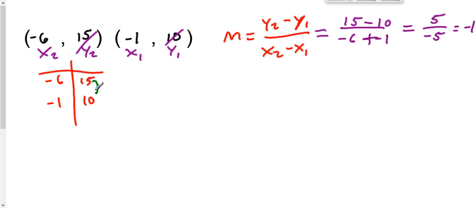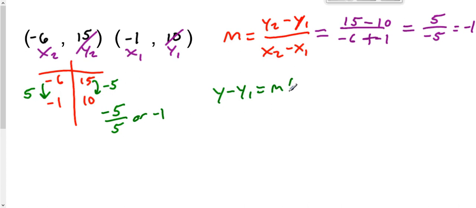I would see the exact same thing if we just do the table. From 15 to 10, that's a minus 5. From negative 6 to negative 1, that's a positive 5. So where the negative is flipped from where we have it over here, but either way that simplifies to a negative 1. Use our point slope form.